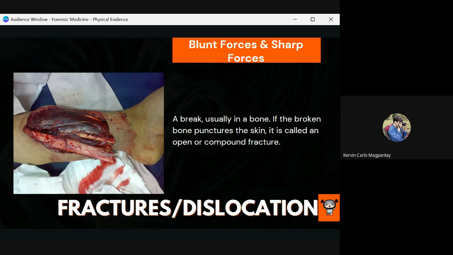Next, we have fractures or dislocation. It is a break usually in a bone. If the broken bone punctures the skin, it is called an open or compound fracture. This kind of wound naman, pumapasok siya both sa blunt force trauma at sharp force injury. Normally, nangyayari sa vehicular accidents. Fractures can either be exposed sa outside surface ng skin or sa inside lang.